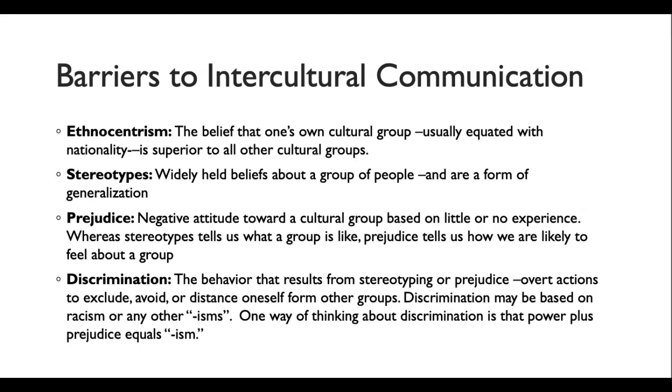The next one is discrimination, which is the behavior that results from stereotyping or prejudice. We're talking about overt actions to exclude, avoid, or distance oneself from other groups. Discrimination may be based on racism or any other isms. One way of thinking about discrimination is that power plus prejudice equals isms.